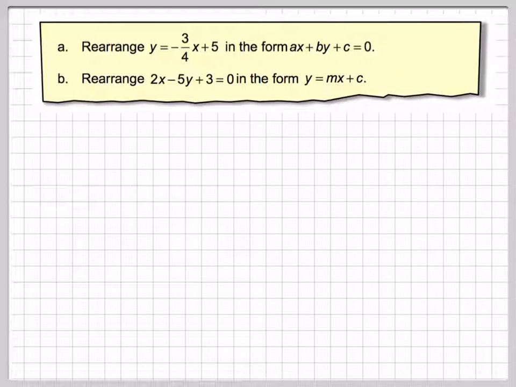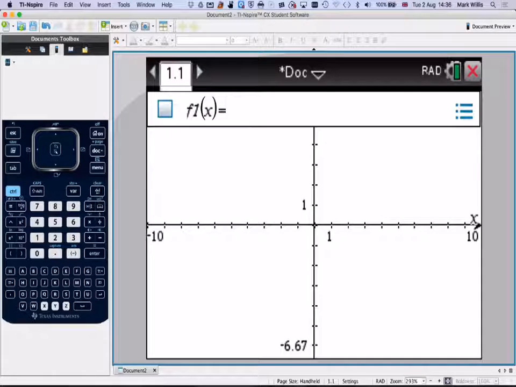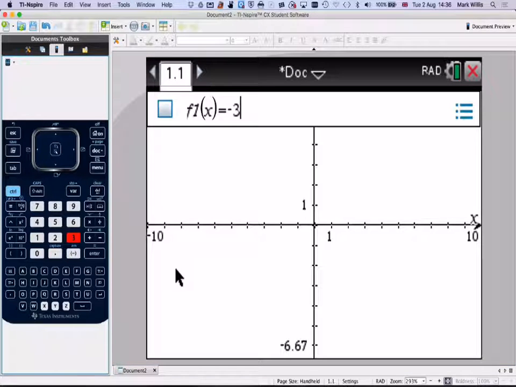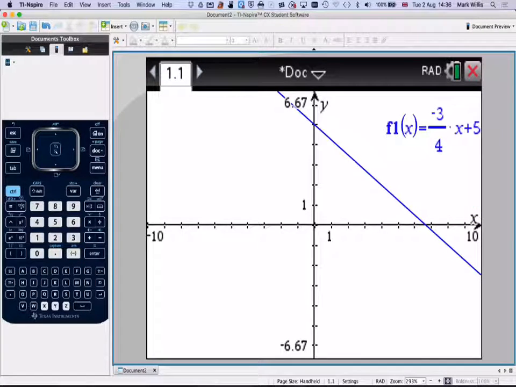So if we go to our GDC and select a graphing mode and put in minus 3 divided by 4 x, which is down here, plus 5 and press enter, we realise here that we have a straight line graph. We can move the label out of the way a little bit. Okay, and let's just have a look at this in a minute.